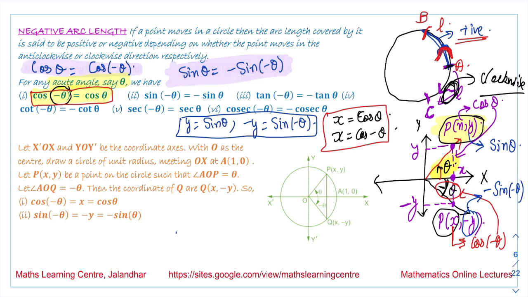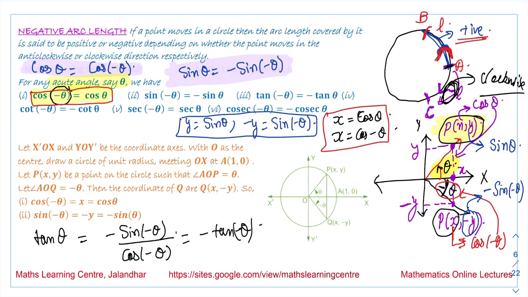Now if we divide both these values, the answer we obtain is tan theta is equal to minus sin of minus theta over cos of minus theta. So that is equal to minus tan of minus theta. This thing is our third result. We are saying tan of minus theta is equal to minus of tan theta.